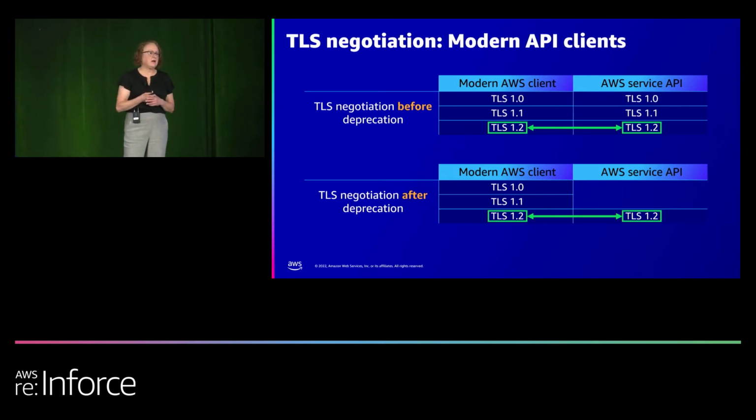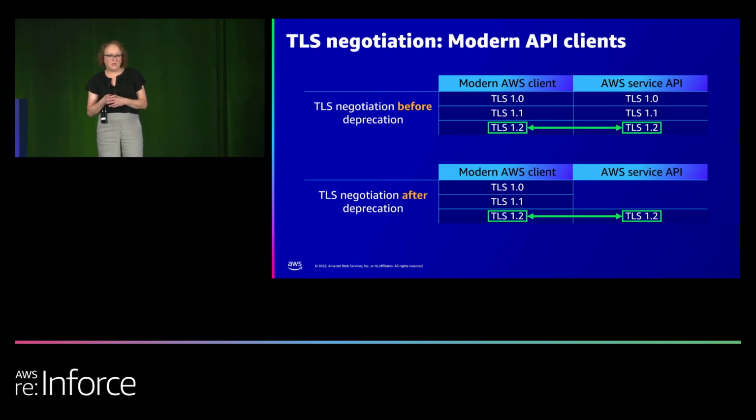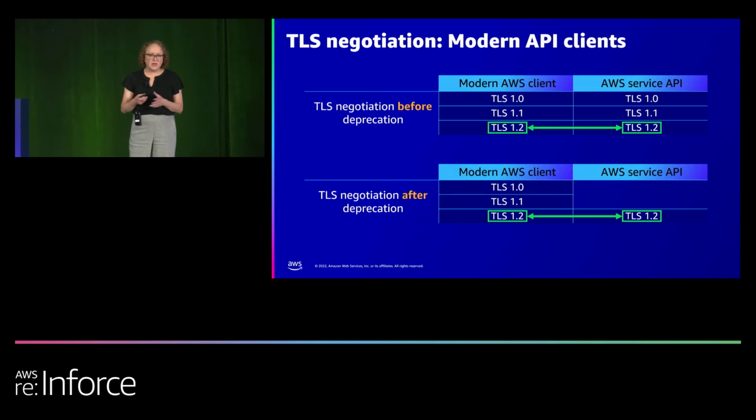A couple points here: this all happens transparently for you. Nothing you need to do with a modern client. You're able to connect using 1.2. You also may notice that you did not have to remove 1.0 and 1.1, so you don't technically need to remove that. And also want to call out that AWS does have anti-downgrade protection, meaning that we have measures in place to prevent a malicious actor from downgrading your TLS connection to a lower version.